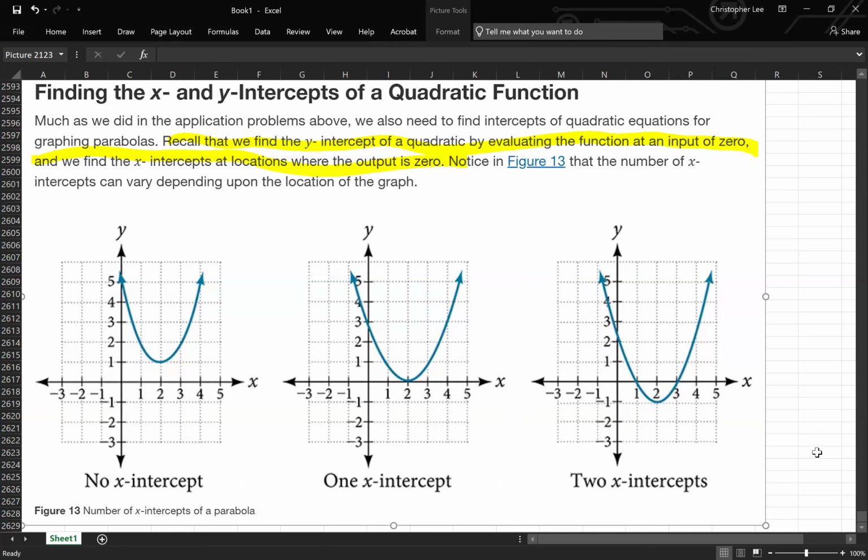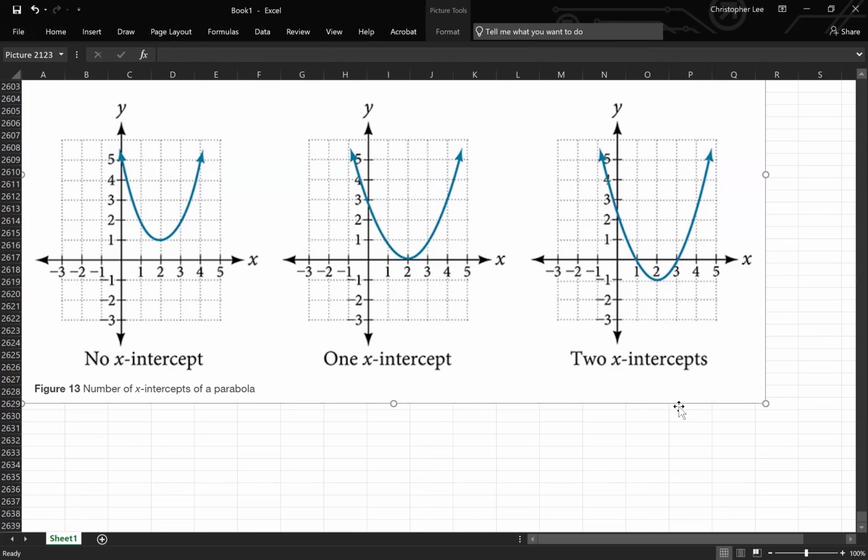So if you have a parabola that's raised, like this first one right here, right? This has no x-intercepts, right? Imaginary numbers, right? If you have a parabola that's sitting on the x-axis, like here, you have one x-intercept. And then, of course, most parabolas will look like this, where they cross the x-axis and you have two x-intercepts, right? That's like two roots, two answers to the equation right there.